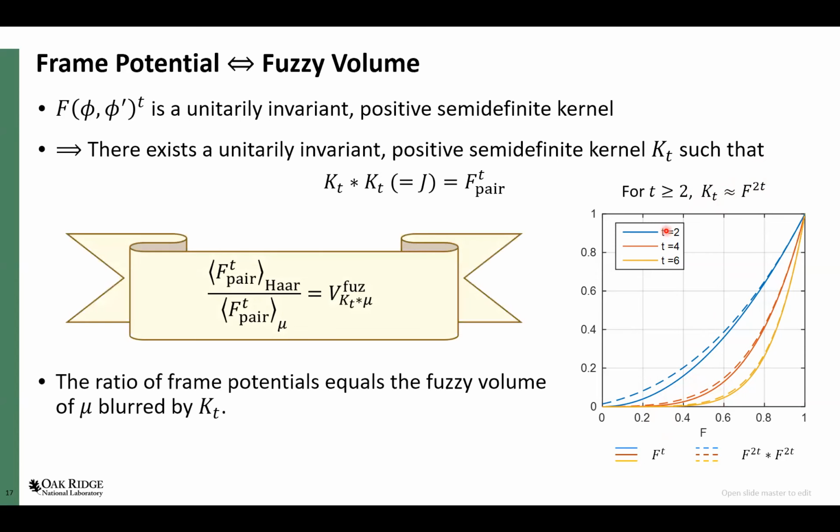So putting this all together, if we choose an appropriate kernel, we find that the ratio of these two frame potentials, one with respect to the hard distribution and one with our arbitrary distribution, equals a fuzzy volume of this kind of blurred distribution. Remember, mu is a distribution that represents the set of states that our circuit can realize. So we're starting to get there. We're taking these two frame potentials, and the ratio we can now think of as some sort of volume, but it's a fuzzy volume.